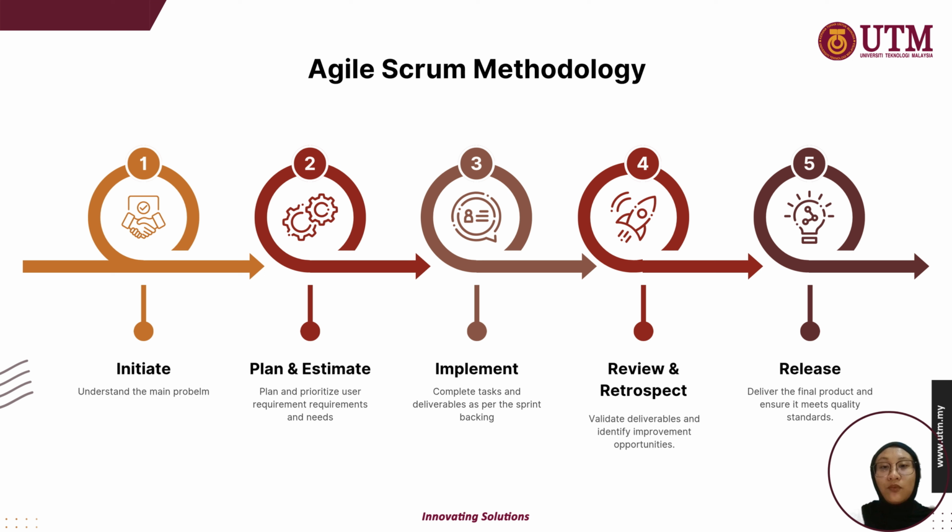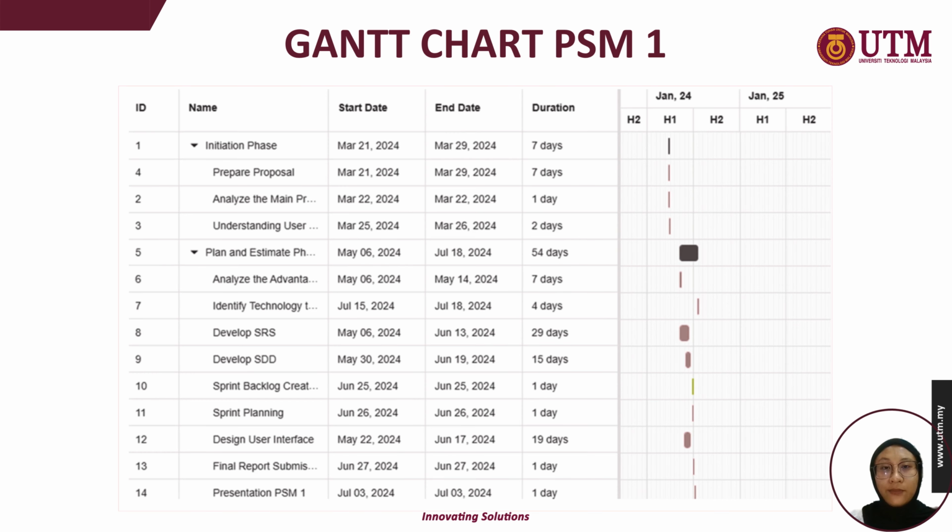During PSM1, the focus was only on the initiation and planning and estimation phases. This involved identifying problems, gathering requirements, and designing the system architecture and user flow. The remaining phases, which are implementation, review, and release, were carried out in PSM2, where I developed and tested the actual system. So this is the Gantt chart for PSM1.